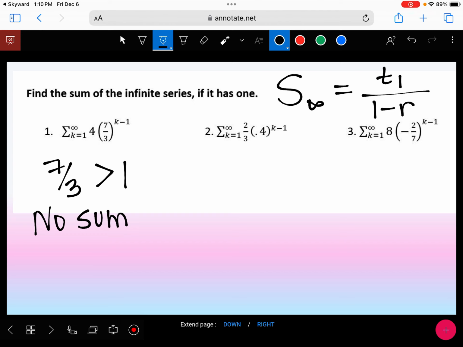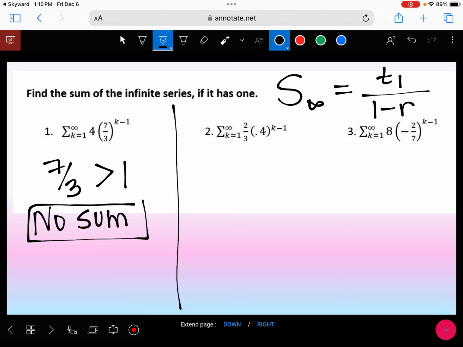If you type 7 divided by 3 in the calculator, what do you get? Oh, wait, I typed that in wrong. You get 2.3. 2.3 is bigger than 1, so that does not have a sum. That's your answer to number 1.